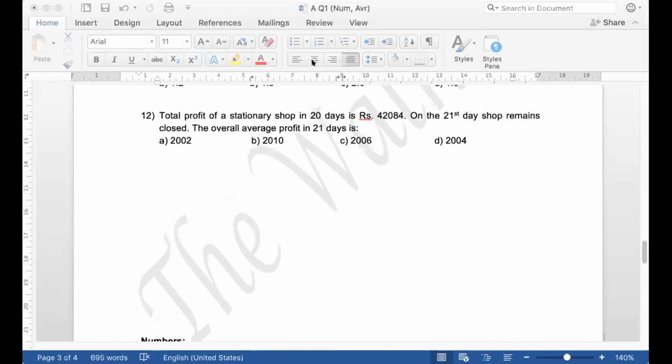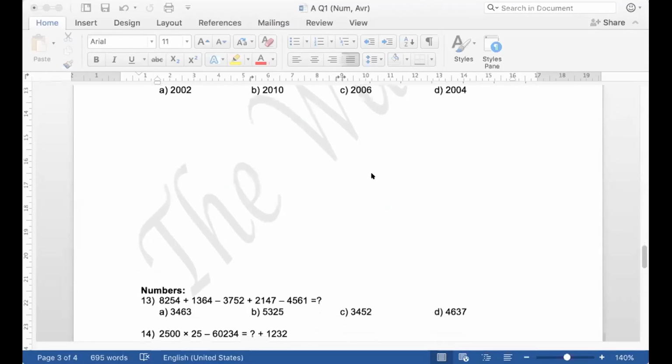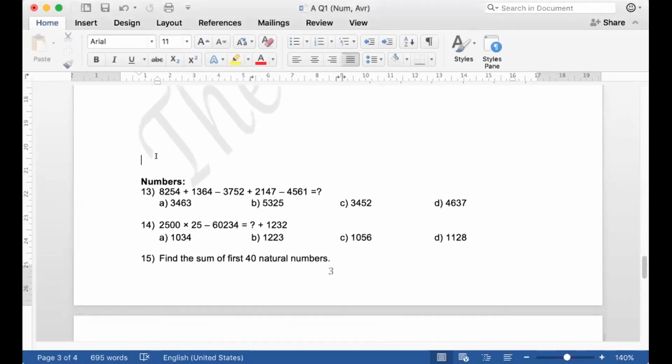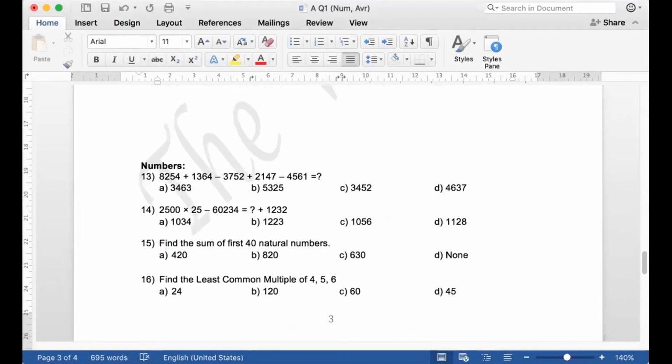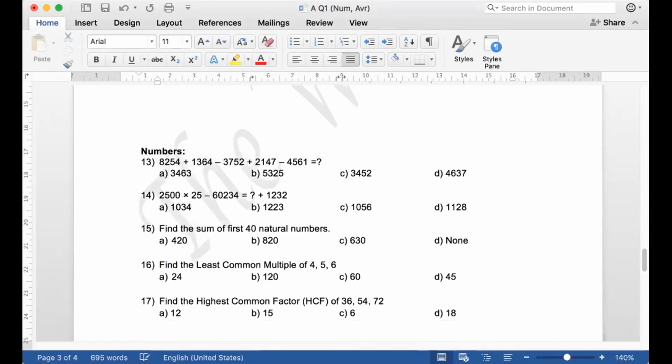Next one, the next set of questions are slightly different from what we have done so far. These are numbers type questions. In numbers type questions, you see a lot of operations. Well, it may not be really complicated, but it would be time consuming.